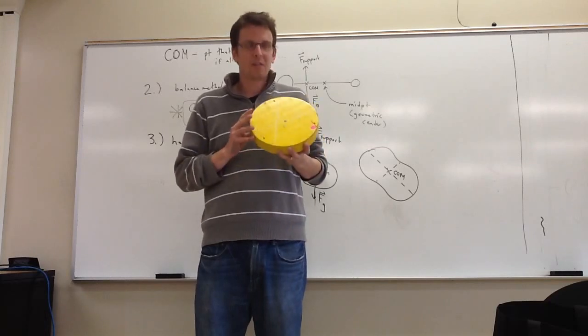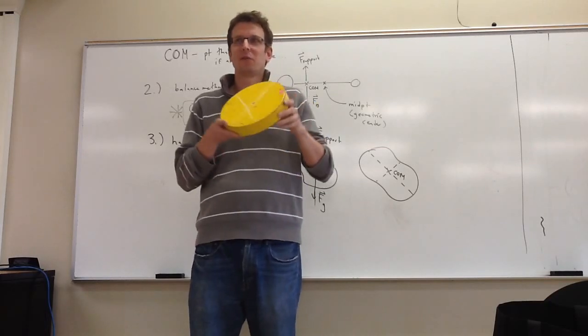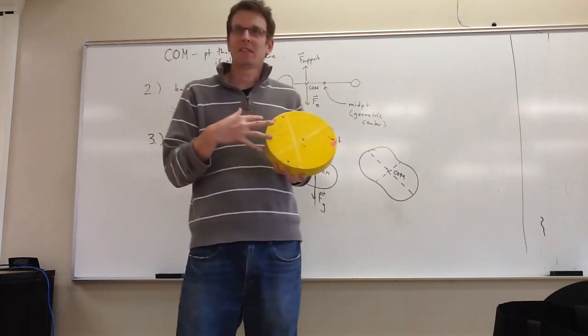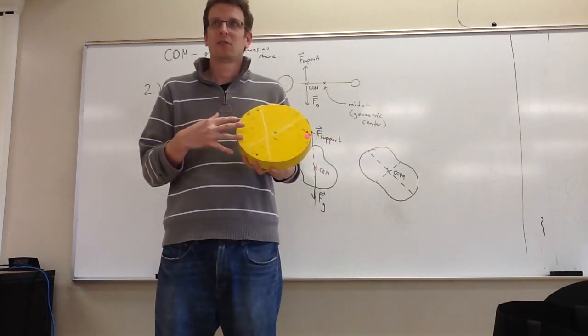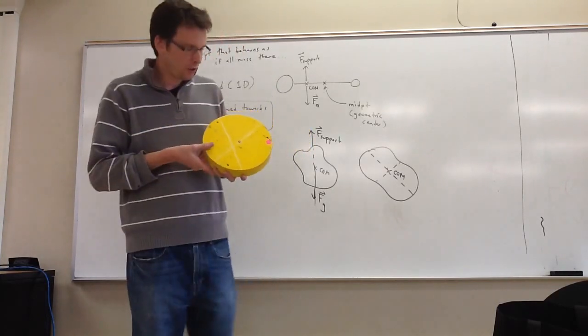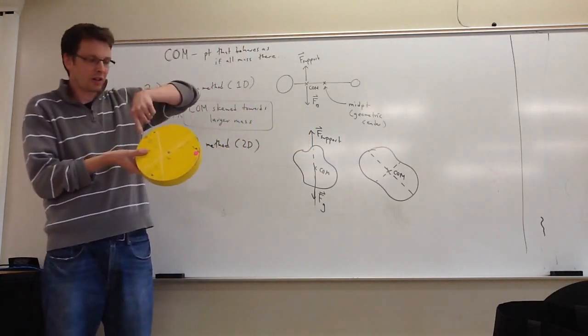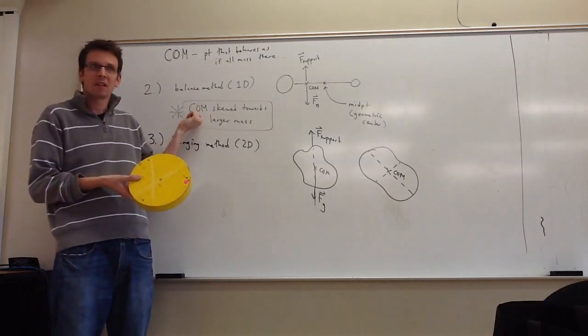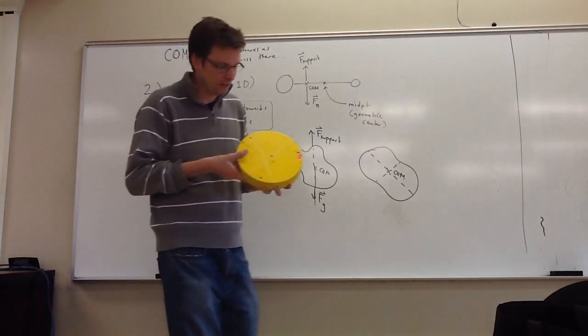Now the reason why is because if you picked this up, you'd immediately sense there's something wrong with this. There is more mass on this side. So inside this thing, the mass distribution is not even. There is more mass toward this side. That's why, again, conceptual checkpoint, center of mass is skewed towards the larger mass end.